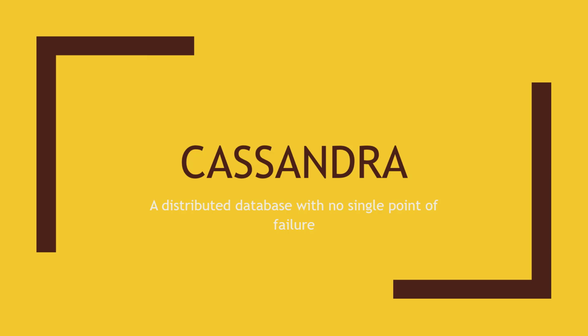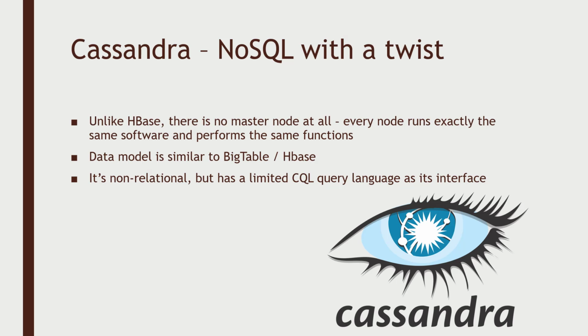Let's talk about Cassandra. Cassandra is another distributed non-relational database, and the thing about Cassandra is that it has no single point of failure. There's no master node, so pretty clever design there. We'll talk about it in more detail. Cassandra, NoSQL with a twist, is what I call it.